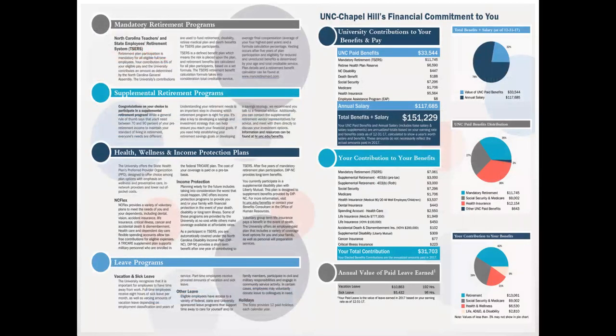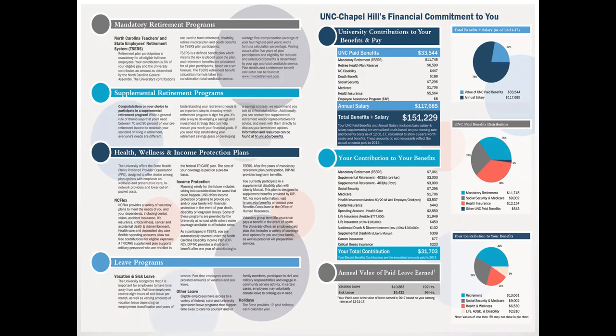The second page was what was most useful to employees. It described the mandatory retirement program that they were a part of, any supplemental plans, health and wellness plans that they were a part of, and information on the leave programs. In the middle of the page, you can see the value of what UNC paid toward employee benefits along with their annual salary. That's how we would arrive at the total benefits package for an employee. Those charts over to the right were useful for employees to get a good glimpse of what the university was paying and what they were paying.